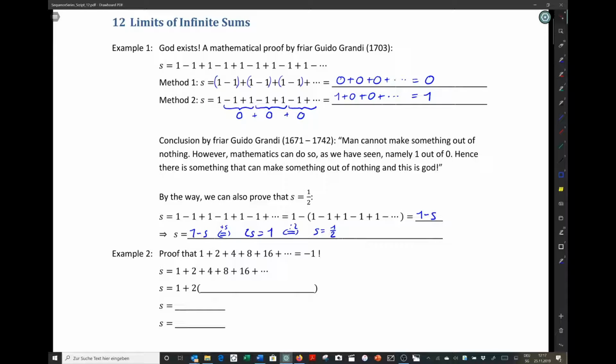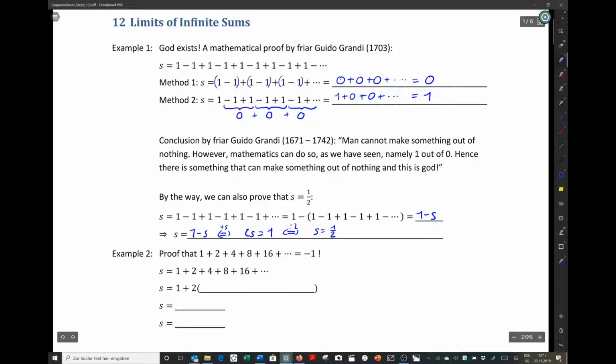Well, this is not enough of strangeness. Let's look at another example, even more astonishing, namely the infinite sum 1 plus 2 plus 4 plus 8 and so on is minus 1. So S here is just this infinite sum.